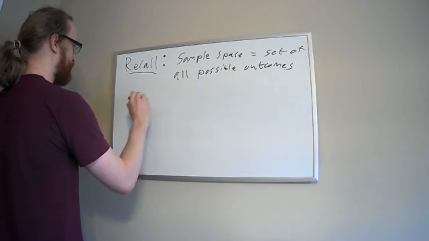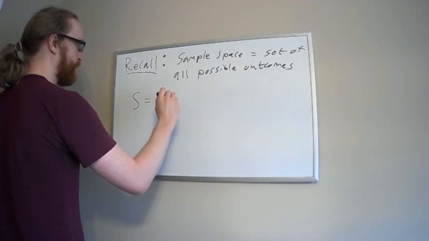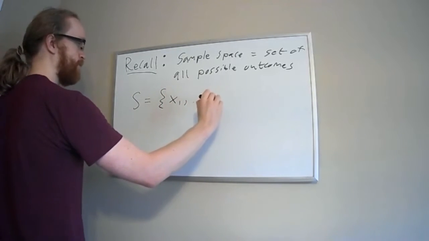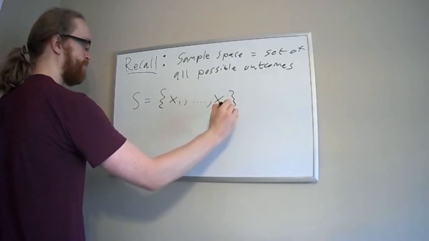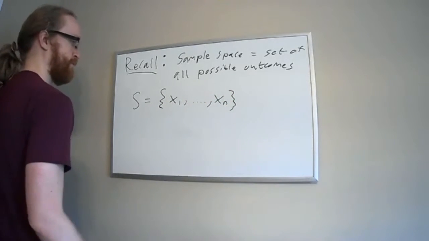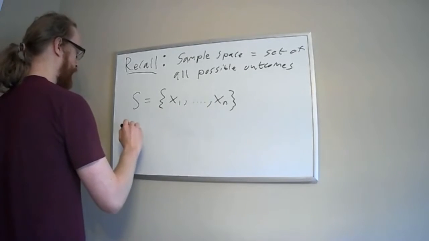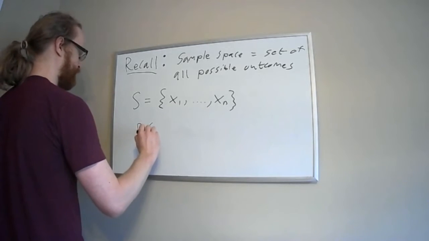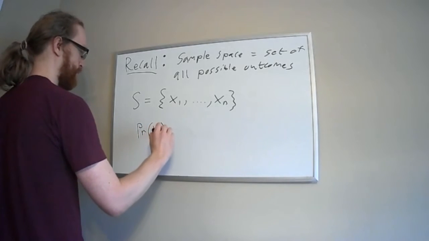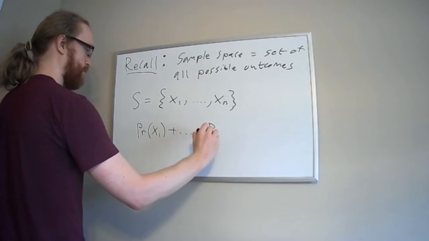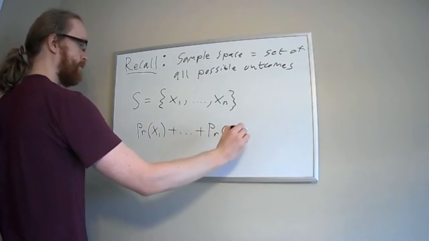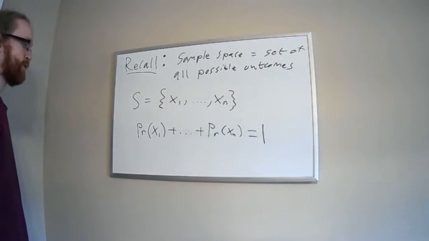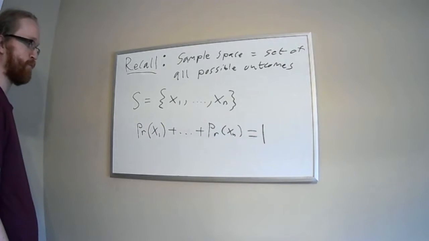So if my sample space has outcomes x1, up through xn, just some number of outcomes, say these are the possible outcomes, I'll just call them x something. Then when I add up all of the probabilities of each individual outcome, what happens? Well, I'm going to get 1. So if I have all the possible outcomes for some experiment and I add up the probabilities of each one, I'm going to get 1.